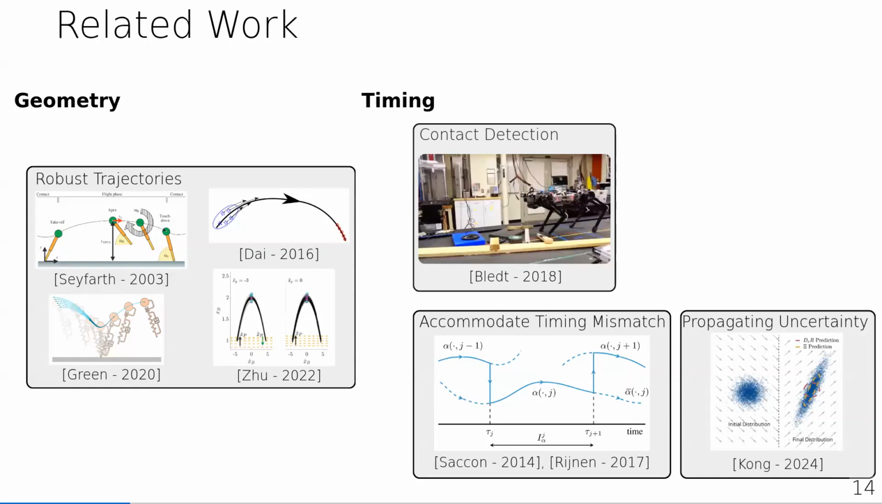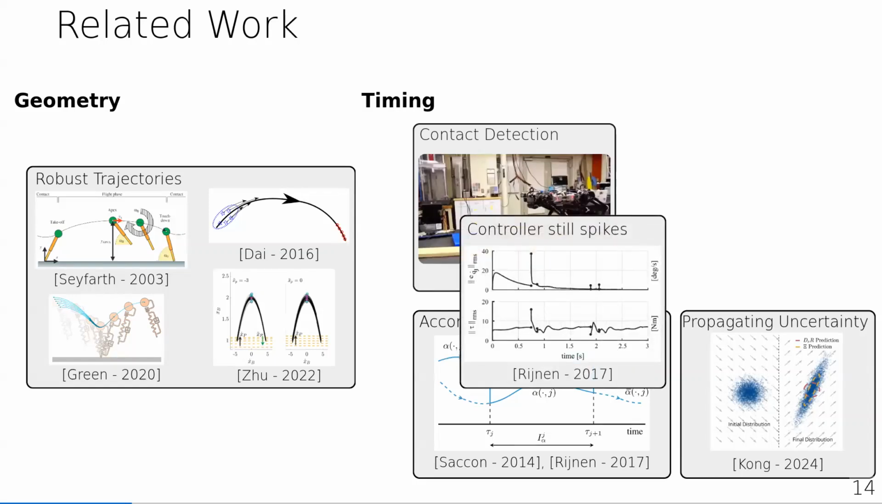While this seems like all we would need, they don't fully address the issue with timing. And in fact, if we look at a figure from one of these papers, specifically this one by Yunin, we can still see controller spikes as a result of this uncertainty. And these controller spikes can destabilize the system.